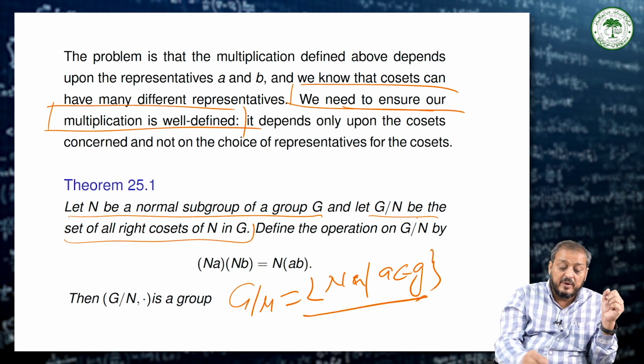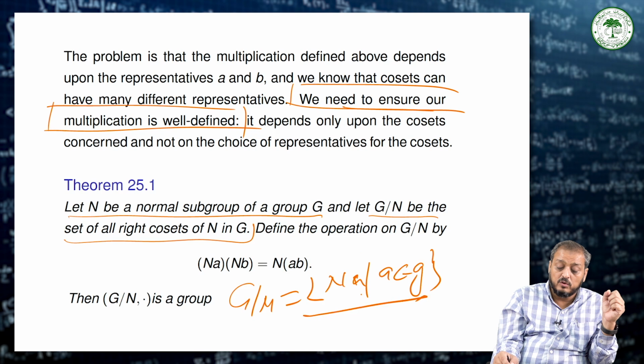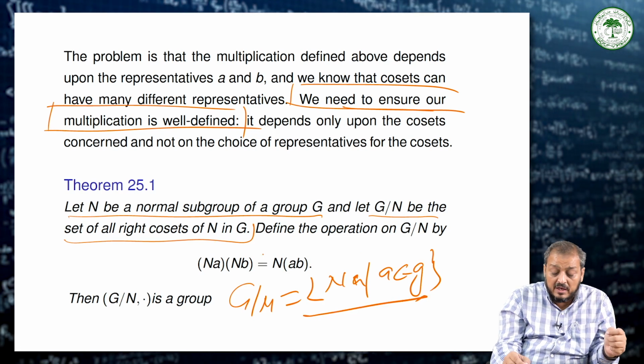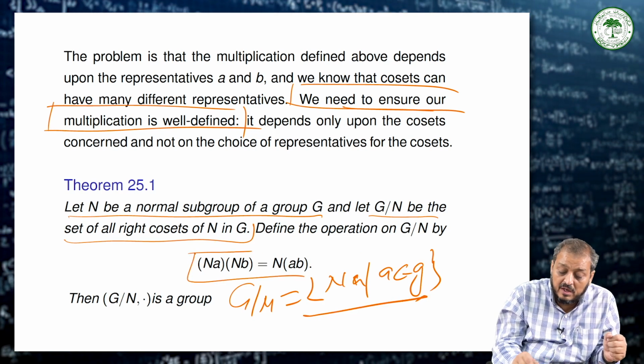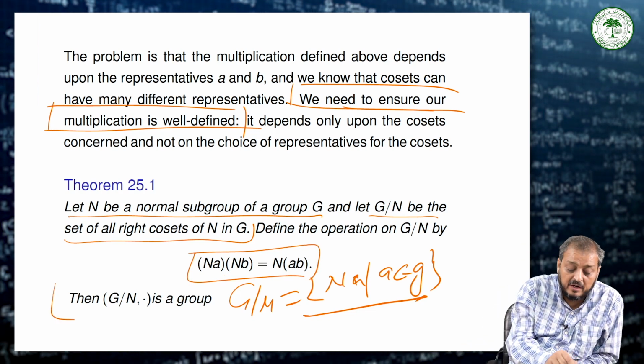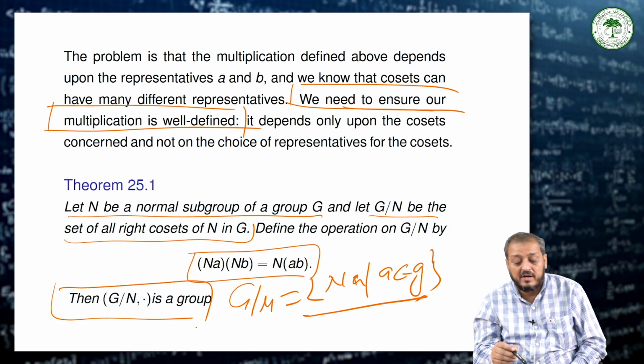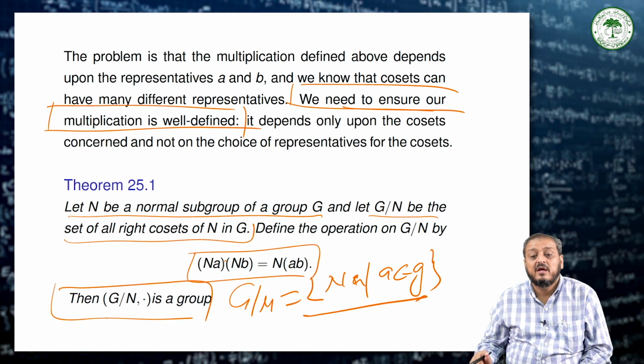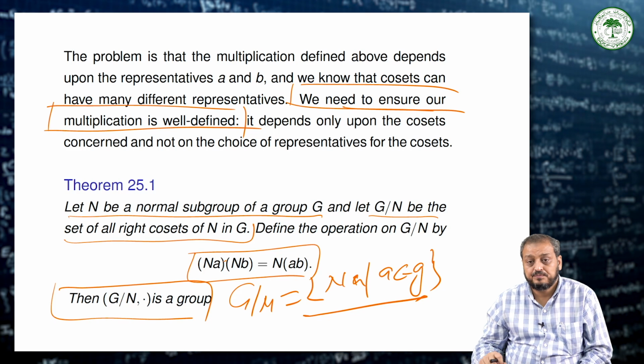So we can say that G/N is the set, the collection of all the right cosets of N in G, and we define the operation (Na)(Nb) = N(ab). Then we try to show that G/N under this binary operation is a group.